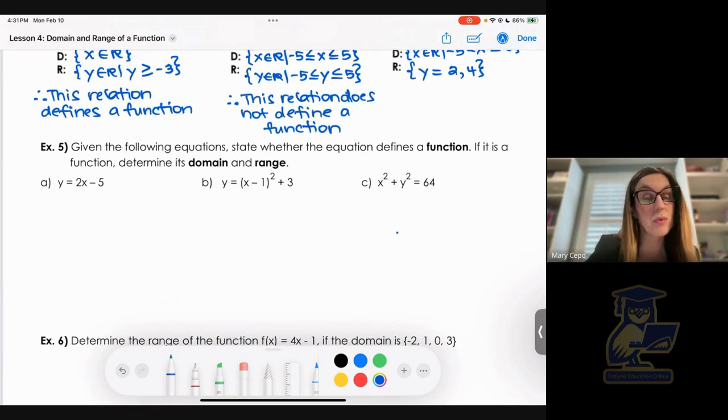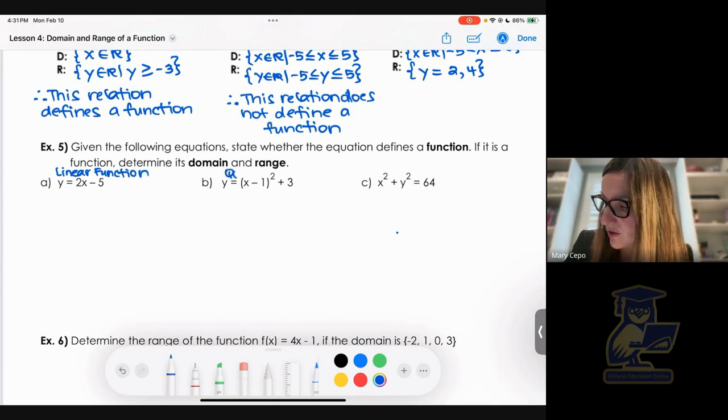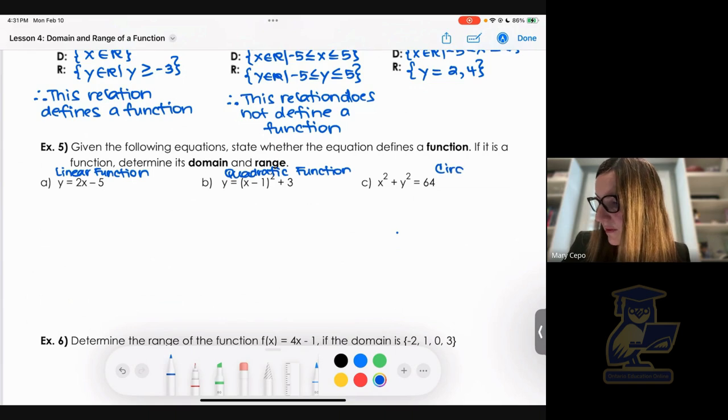Okay, sometimes we're not given the graph and we have to decide whether a relation is a function and we want to determine the domain and range. Some of these equations should be familiar to you because one concept, which is in the A, that's a linear function. And that was a big concept in grade 9. And then in grade 10, this was the quadratic function. And here we know it's a circle.